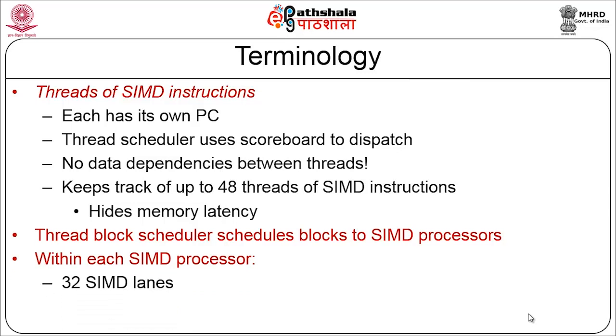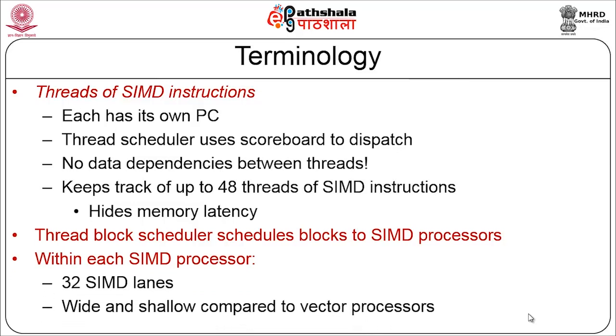processors. And within each SIMD processor, you can have say 32 SIMD lanes, and they are wide and shallow compared to your vector processors. In the case of vector processors, you know they are deeply pipelined units, whereas here they are wide and shallow. You have multiple SIMD lanes, but they are also very shallow.